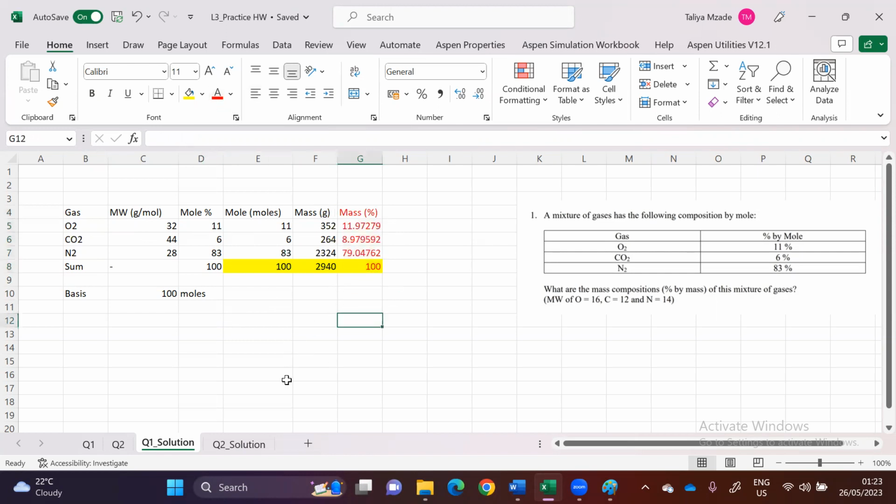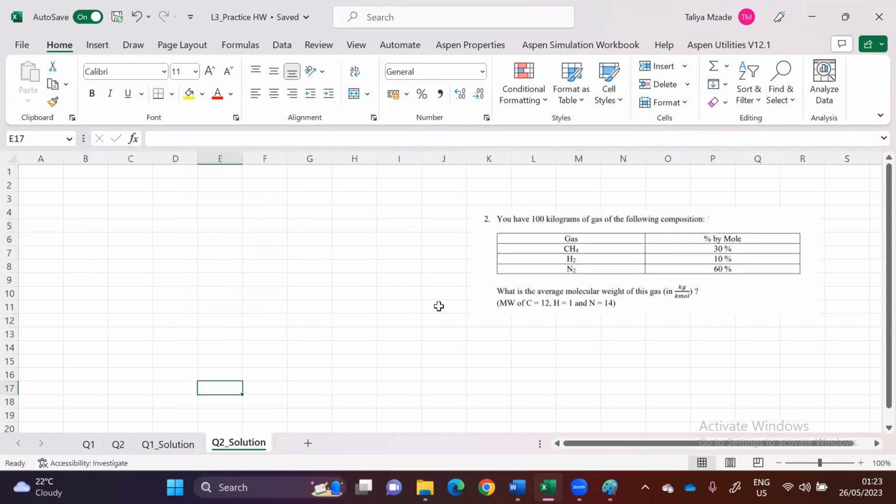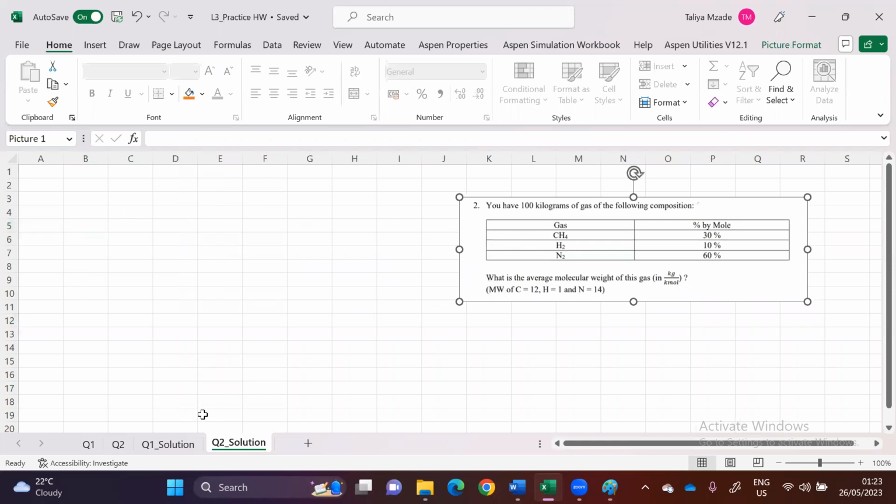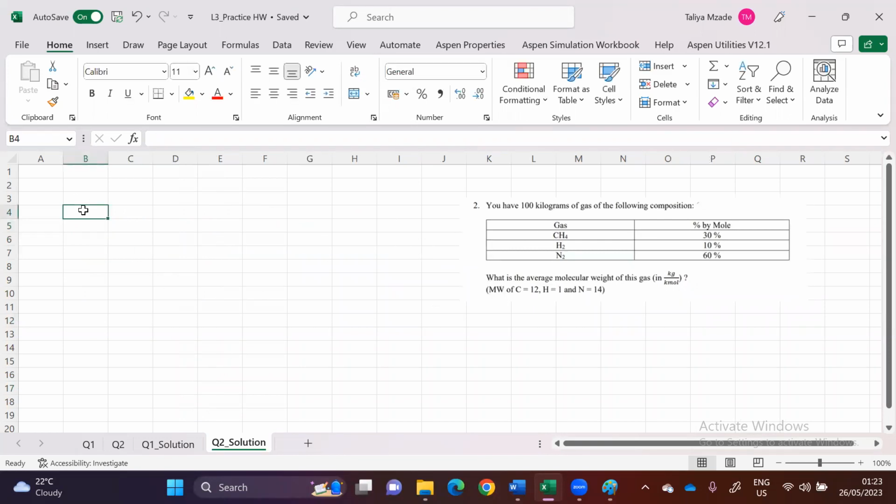Now, let's go to the second question. The second question is also given in this way. Again, I will draw one table: gas, CH4 methane, hydrogen, nitrogen. I believe the calculation formula for finding the molecular weight was clear. That's why I'll write directly 16, 2, and 28. And here, we don't need the summation of molecular weights.